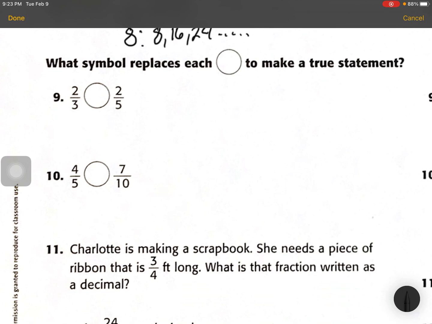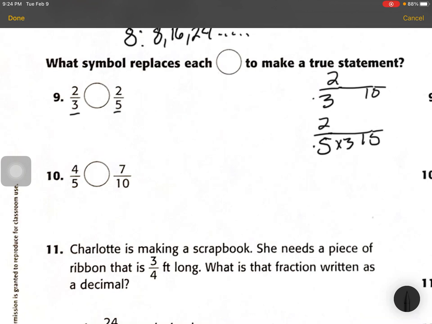Okay, number 9. I've gotten a lot of people really confused with this. You cannot compare this until you have the same denominator, and those denominators are not even close to the same. So to make the same denominator, you do 2/3 and you stack them with 2/5. So a number that both 3 and 5 will go into, well, sometimes I just like to multiply them. 3 times 5 is 15.